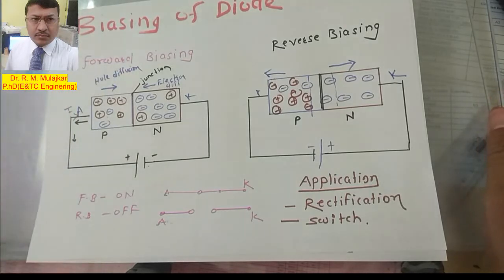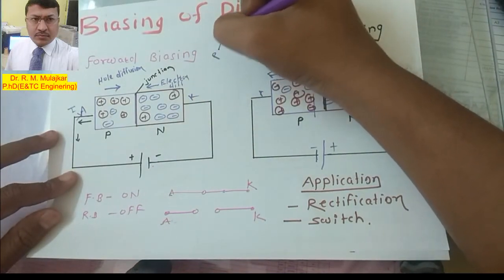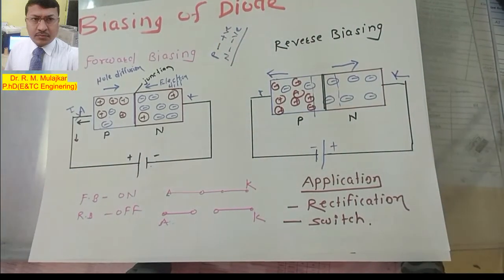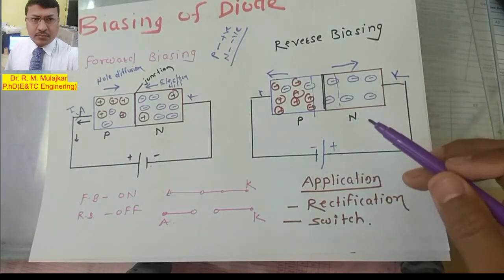I will just summarize. A diode can work in two biasing modes: forward biasing mode and reverse biasing mode. Forward biasing mode means the p-type semiconductor material is connected to the positive terminal and the n-type semiconductor material to the negative terminal. You can remember: p positive, n negative. In reverse biasing mode, the polarity is reversed: p-type is connected to the negative and n-type is connected to the positive.